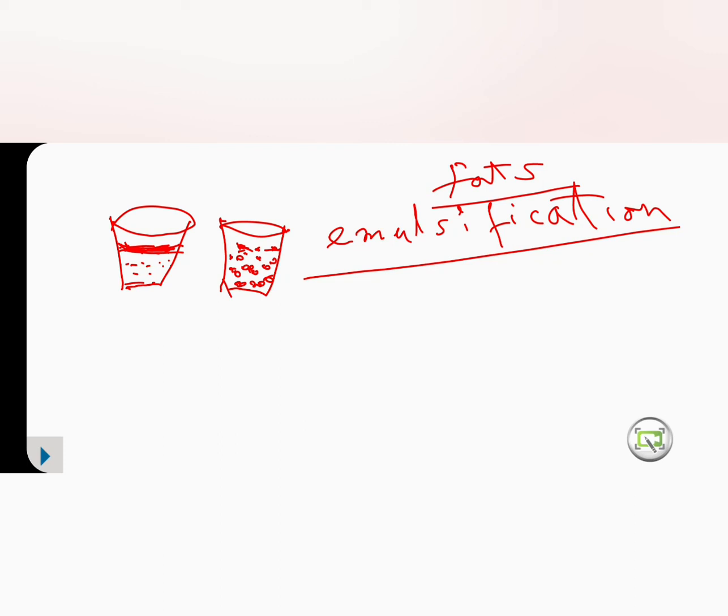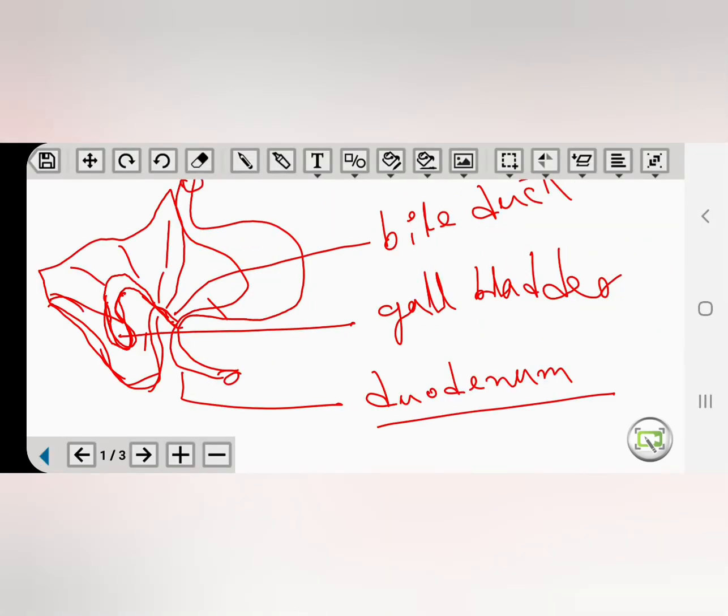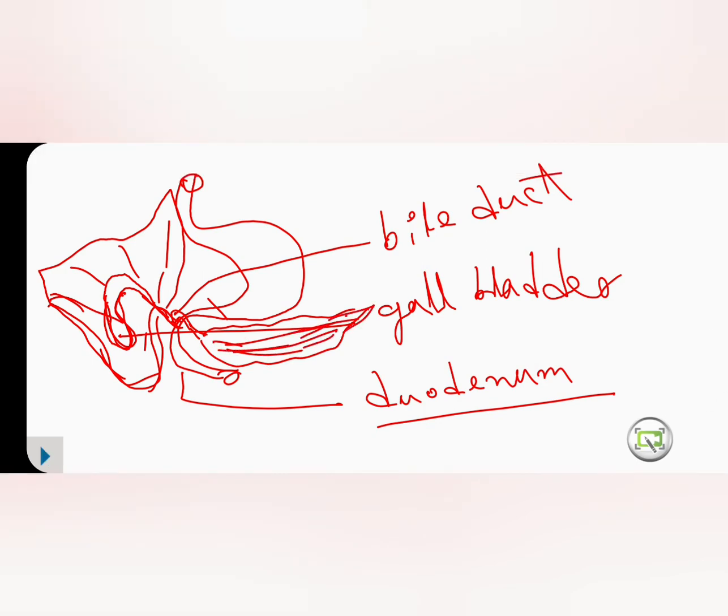Next, in the loop of duodenum, there is another gland, that is pancreas. This pancreas also opens into duodenum along with bile duct. This pancreas is a leaf-like gland which is light yellow colored, whereas the liver is brick red colored. So this is pancreas. This pancreas is a mixed gland. This pancreas secretes pancreatic juice into duodenum.